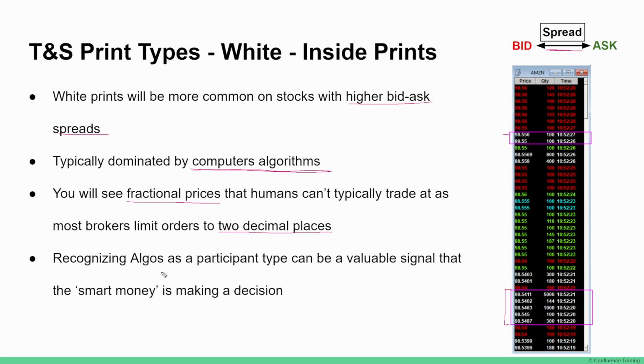Now, recognizing that these algos are taking place can be a valuable insight in and of itself, right? Because you know that probably these algorithms are executed by people like market makers or large institutions and therefore represent the smart money. So while we can't break the participant types out as cleanly as with green or with red prints, just recognizing that it's probably computers doing the trading is a valuable insight.